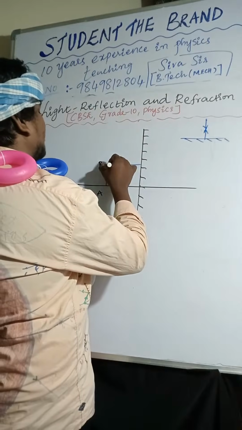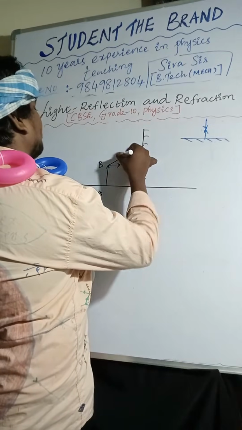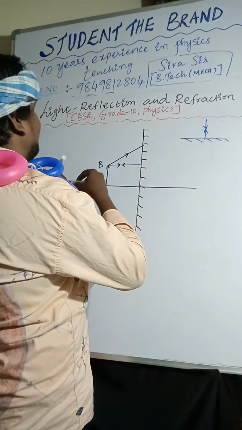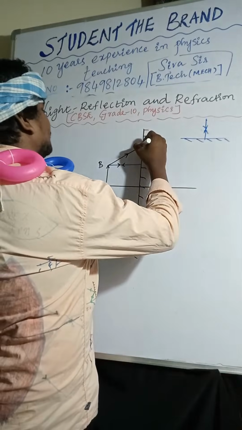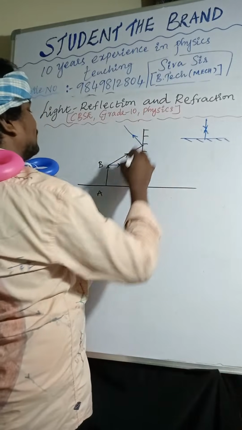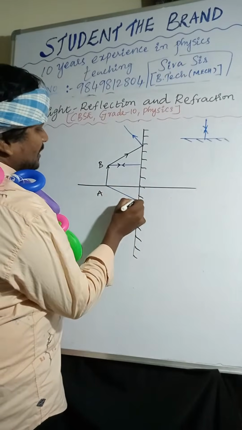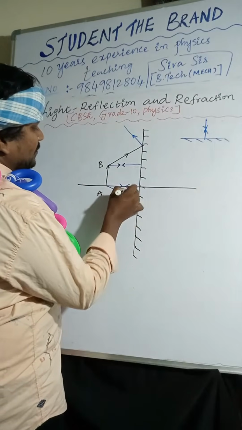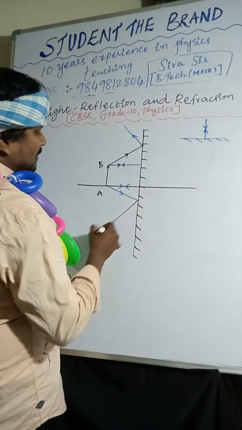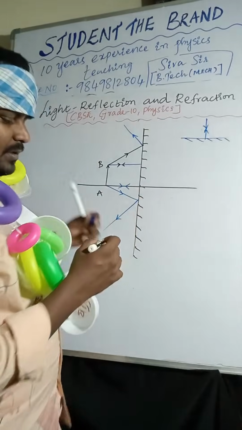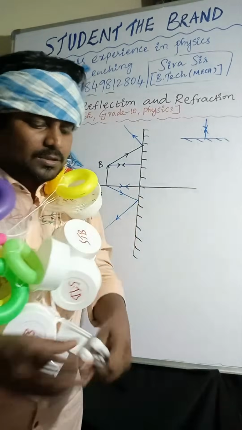I'm considering one more light ray, and it will be reflected. I'm considering one more light ray here. So, incident ray, reflected ray, incident ray, reflected ray. So, small break.